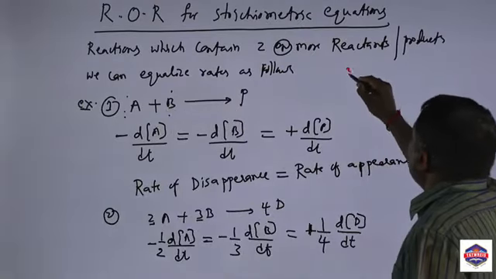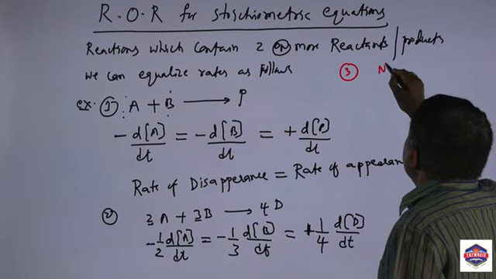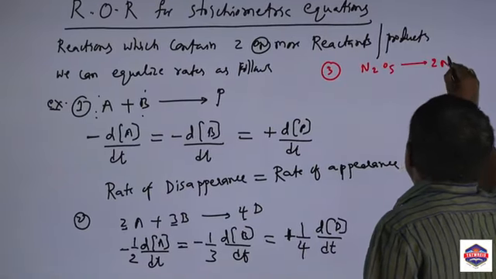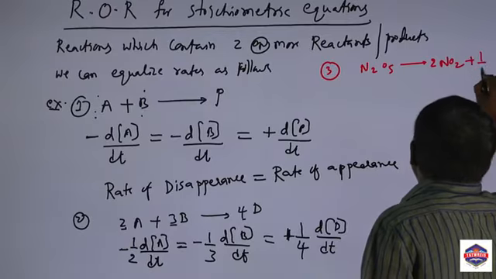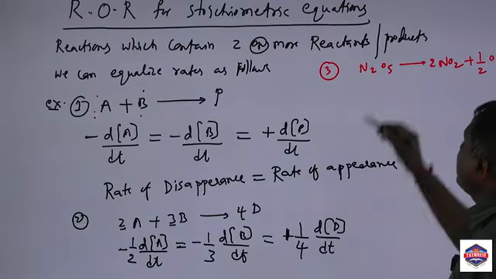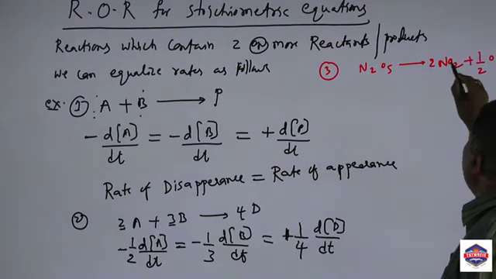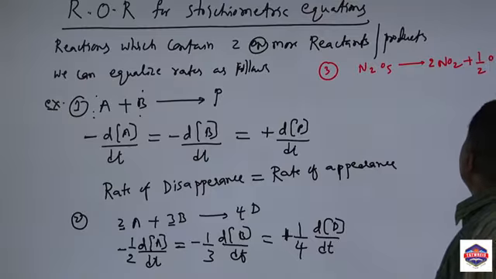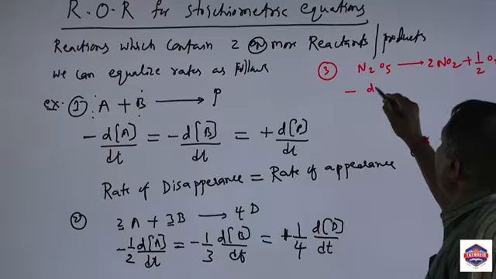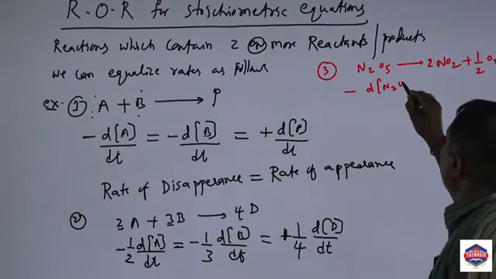one chemical reaction, the decomposition of N2O5, which gives 2 moles of NO2 and half a mole of O2. For this reaction, how can we equalize the rates? N2O5 is the reactant, 2NO2 is a product and half O2 is also a product. Therefore, the rate of N2O5 is minus dN2O5 by dt.